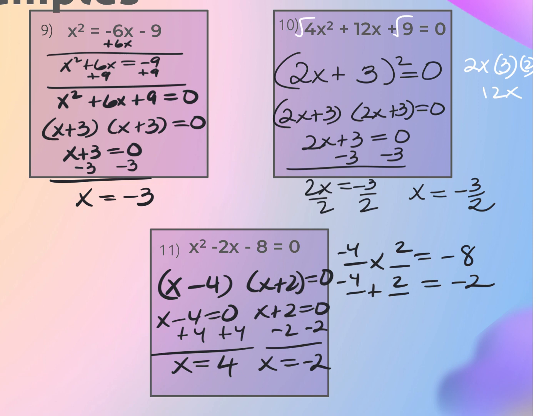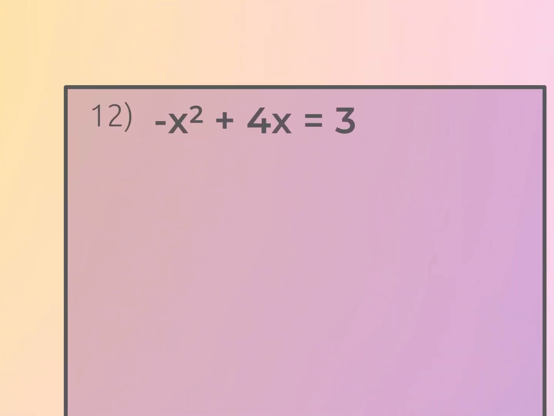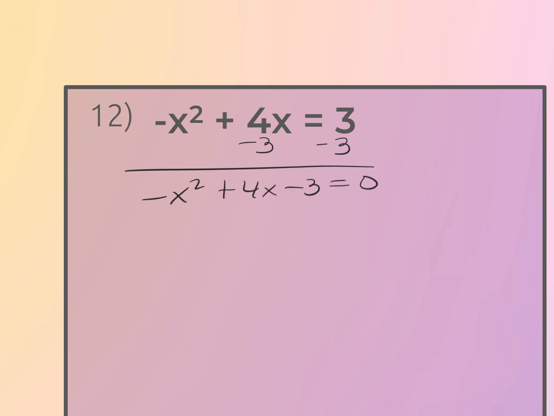Two more examples of factoring. Solve by factoring, and then we'll move on to solve by using the square root method. All right, so for number 12, again, I like to try to keep my x squared term positive. Now, what I could do here is move the 3 over and then divide by a -1 to get my x squared term positive. So -1, divide all these. So -1 and then x squared minus 4x plus 3.